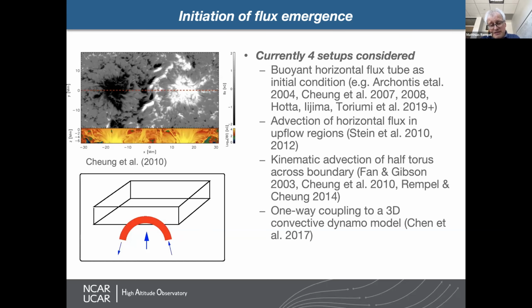Another class of models is the kinematic advection of some flux structure, which is very often idealized as a half torus through the bottom boundary condition. And these are models, so the advection is done kinematically, but it mimics a little bit more what you expect from a picture of active flux emergence, where actually the emerging flux heavily modifies the velocity field in the simulation domain. And the last approach here is actually doing a coupling between a 3D convective dynamo model and the surface convection simulation.